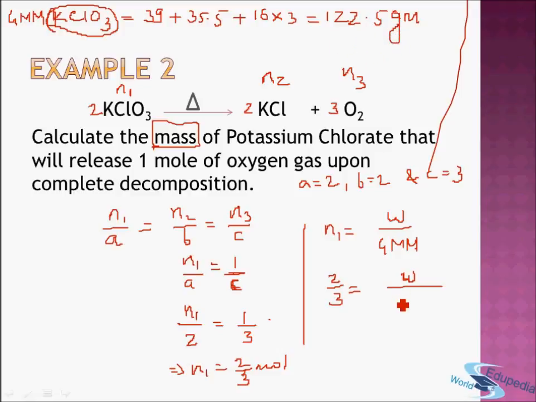So I simply substitute the gram molecular mass over here, 122.5. So 2 by 3 is equal to W divided by 122.5. Alright, so I can get the value of W, that is the mass of potassium chloride initially taken in the reaction. This will come out to be around 81.67 gram.